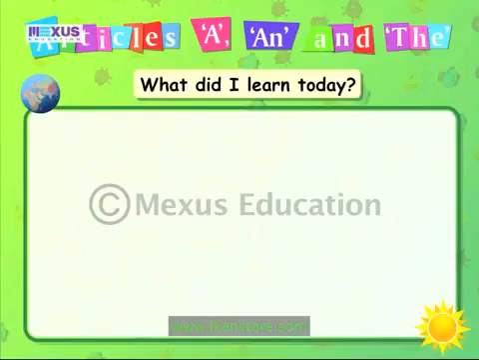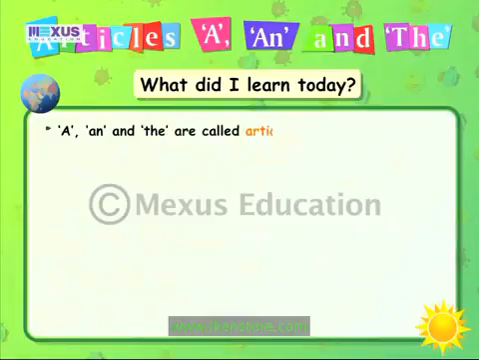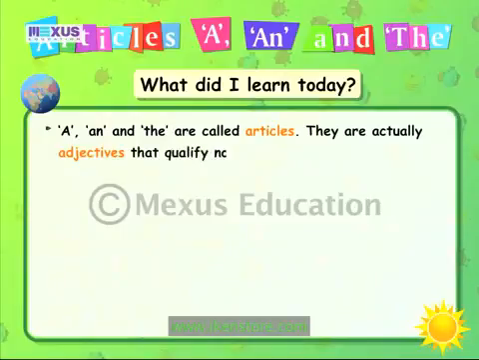I'm so excited to go on my vacation. But before I leave, let's run through some of the points we have learned in the lesson. Articles: a, an, and the. A, an, and the are called articles. They are actually adjectives that qualify nouns.